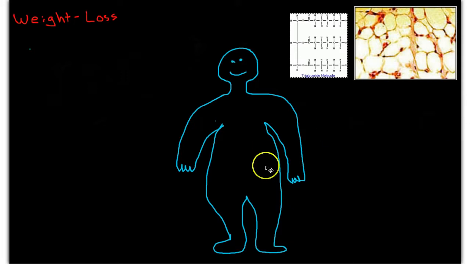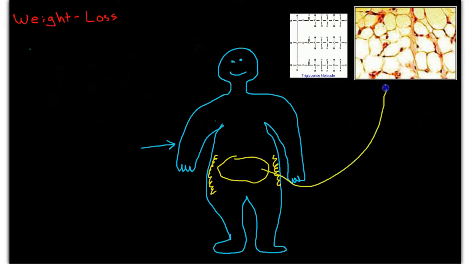Of course, here we have an obese person, and this person has lots and lots of fat, and it could be subcutaneous fat or visceral fat, fat that's in the abdomen around the organs. Now, what is this fat? Well, the fat is the way the body stores energy. It stores it in adipose tissue or fat tissue.